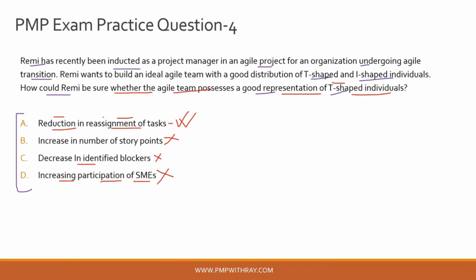And as I mentioned, this will happen when you will have a good representation of T-shaped individuals in your project team, because you will less likely start depending on the subject matter experts for basic levels of domain interactions. Okay. Now, you might be requiring the help of the subject matter experts when it's a very specific issue or a problem that you are trying to solve. But for overall day-to-day working, you will start depending less on subject matter experts who are I-shaped individuals if you have a good representation of T-shaped individuals in your project team. So that is why the correct answer is option A.